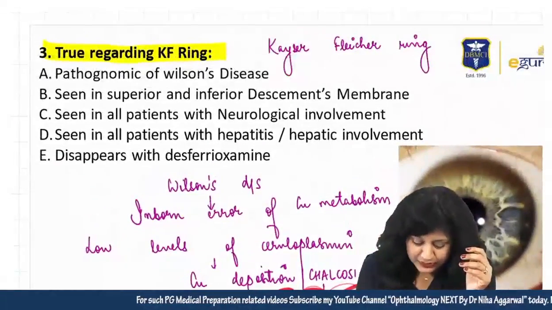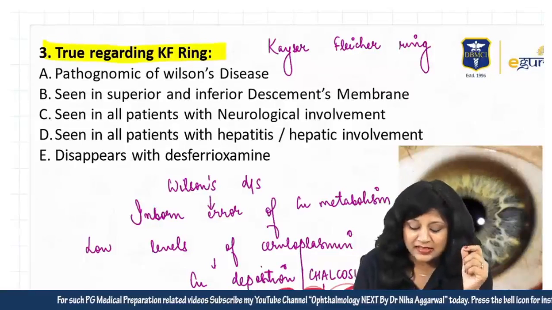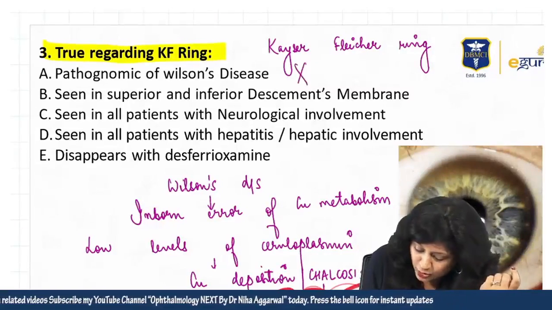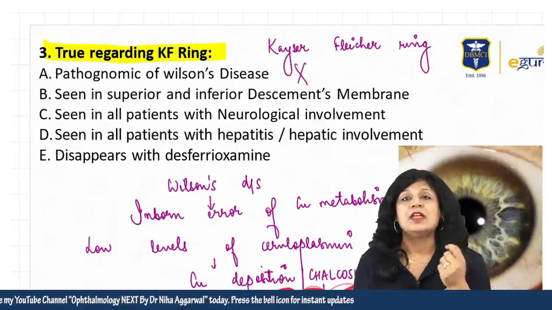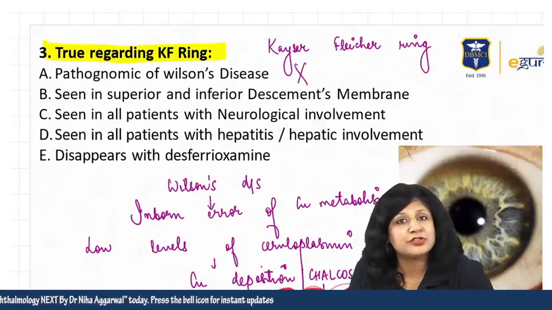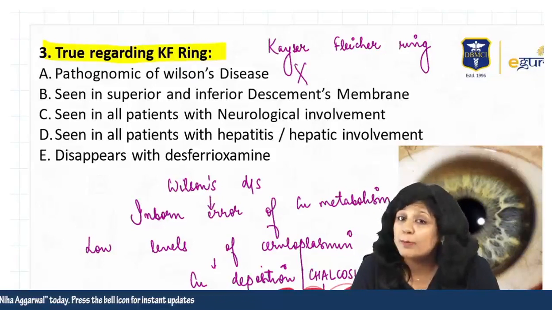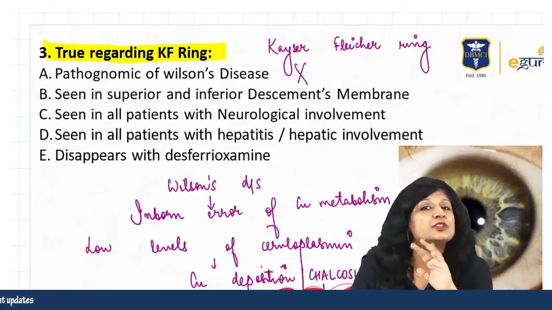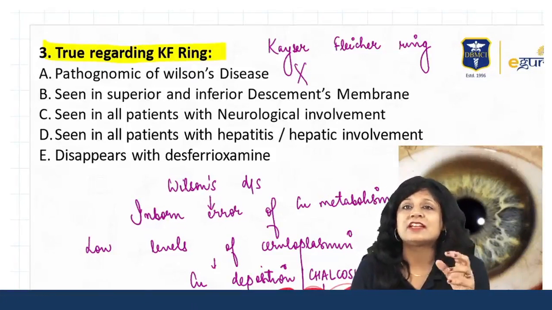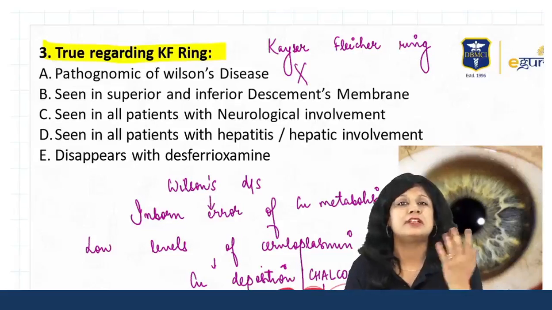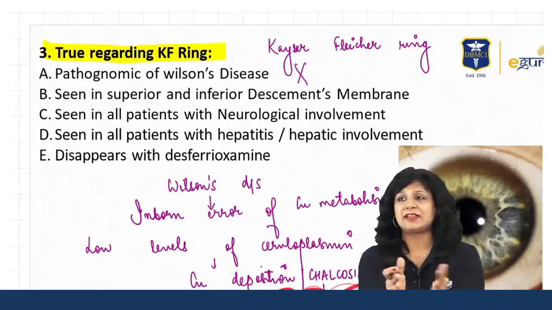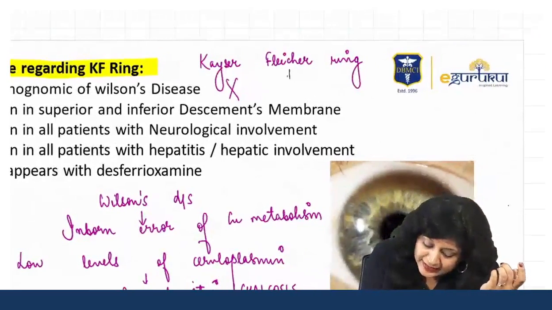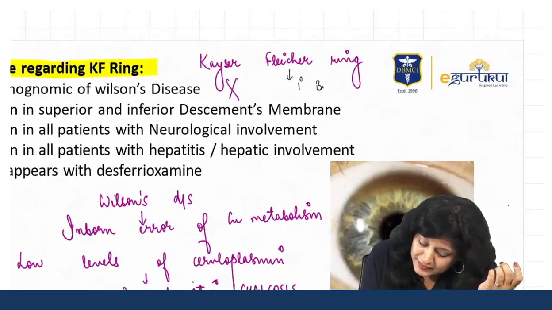First of all, they are saying it is pathognomonic of Wilson's disease. So this is actually a wrong option. It is not pathognomonic. It is the most prominent ocular feature of Wilson's disease. It is the most common feature of Wilson's disease in the eye, but it is not pathognomonic, because pathognomonic means that it is exclusively found in Wilson's disease. If I am getting a KF ring, that means Wilson's disease, that's it. So it is not like this, because you can get this in primary biliary cirrhosis.